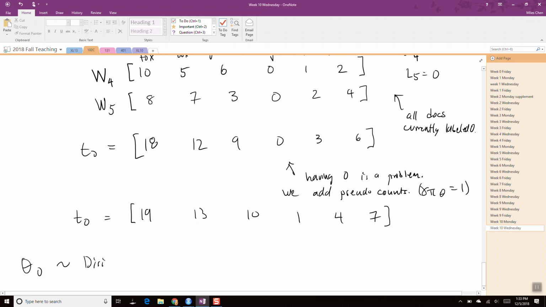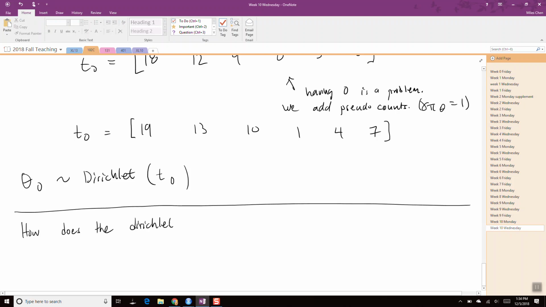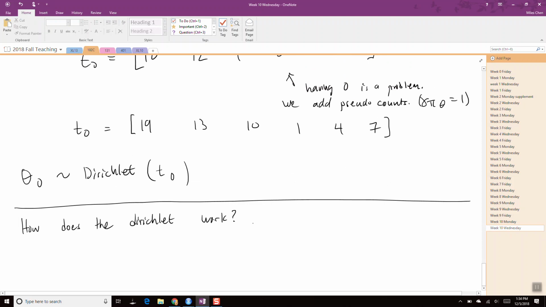Theta 0 is drawn from the Dirichlet with T0. And I saw in Piazza, how does the Dirichlet work? The answer is it works kind of like the beta distribution, but for more than 2 categories.